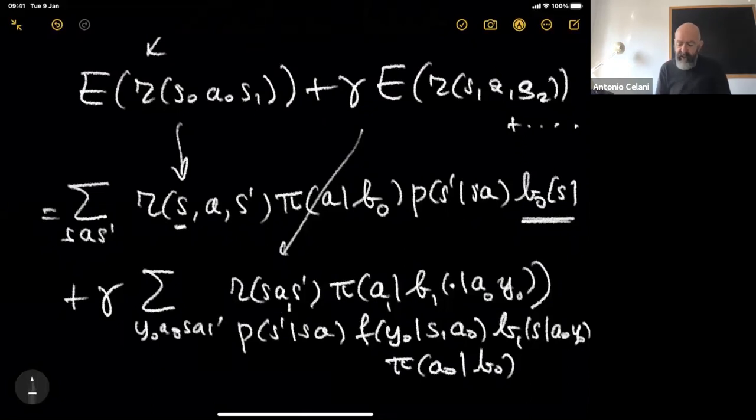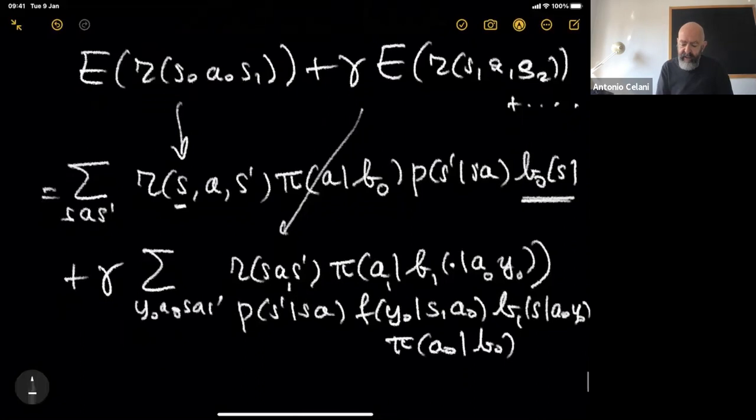So there's a lot of stuff already coming into the game. For this object, you have to average over the belief at the second time, which depends on the action you took. It's a very intricate sum, which makes, of course, the problem quite challenging at first sight.